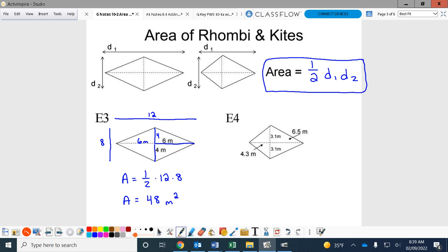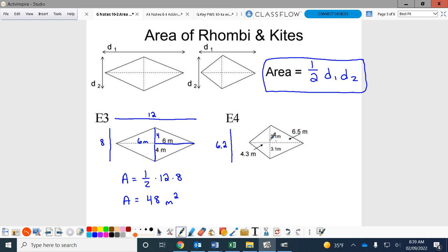Okay, on the next one. Guys, look. In a diamond, these two diagonals are cut in half. They give you both of them. You just need to add it together to get the diagonal length going this way. 3.1 plus 3.1 is going to put it at 6.2. The diagonals going this way are different lengths.